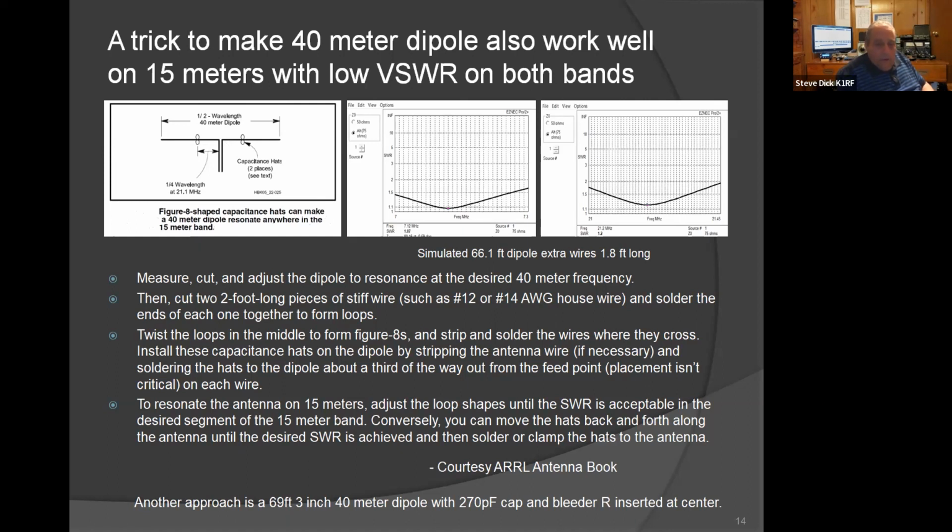So you make it shorter and fine, it's in resonance, great. Now you're trying to operate on 15 meters, which is the third harmonic. Now 15 meters will be way too high. It'll be probably outside the band. So people have tried to compromise by putting it sort of partially between the two and live with a bad SWR on both bands. Well, there is a nice trick.